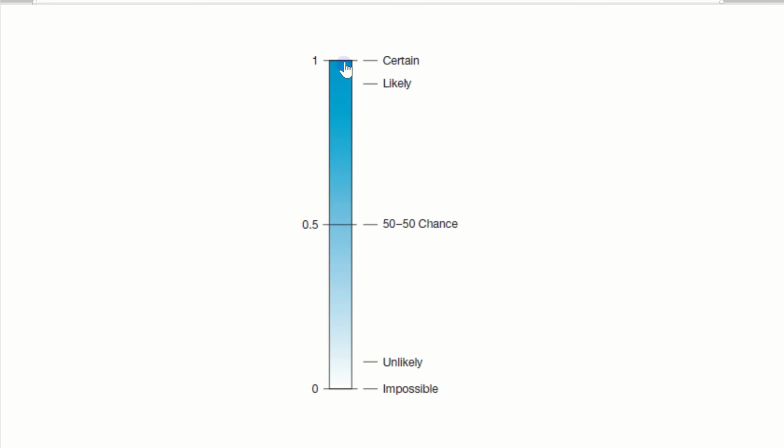As you start moving to the certain zone, right? And remember, probability can only be at most 1, right? The probability of an event happening can't be more than 100% or 1, right? So the maximum possible probability value is 1. That's for certain events, right?